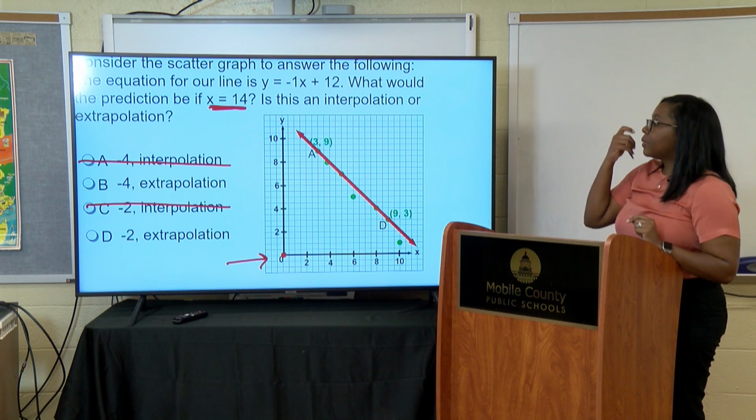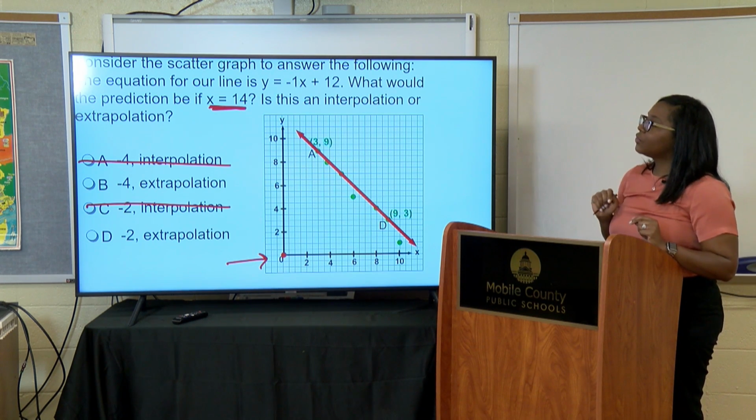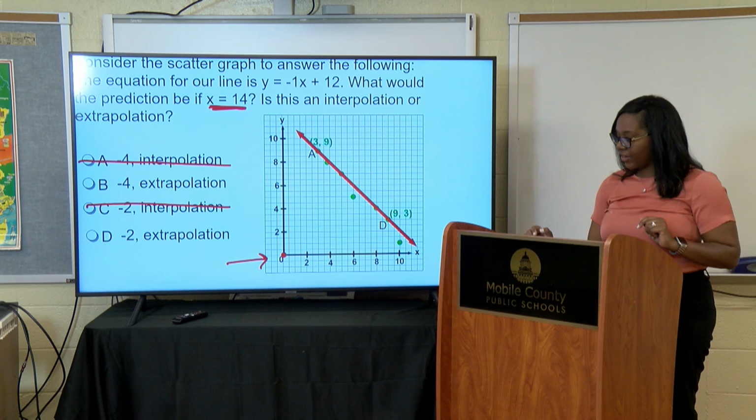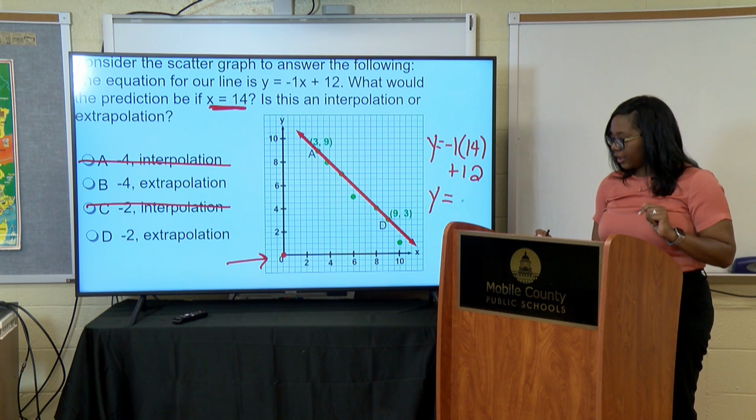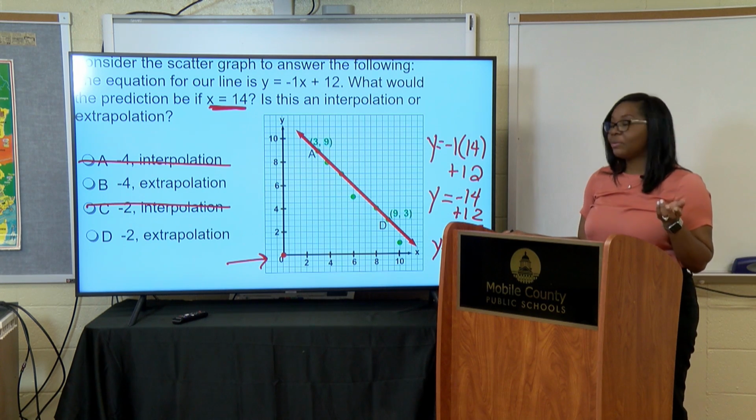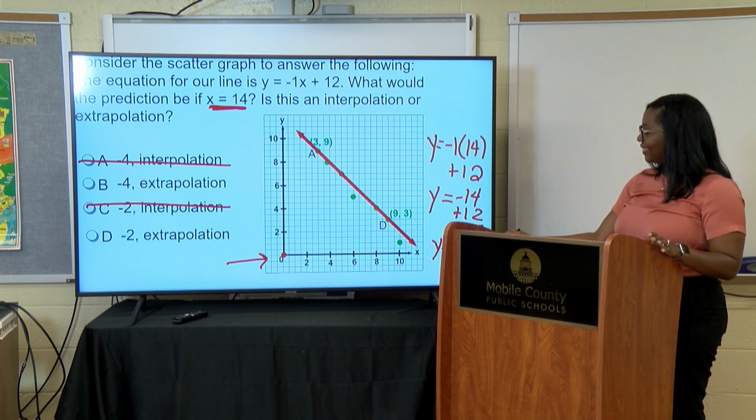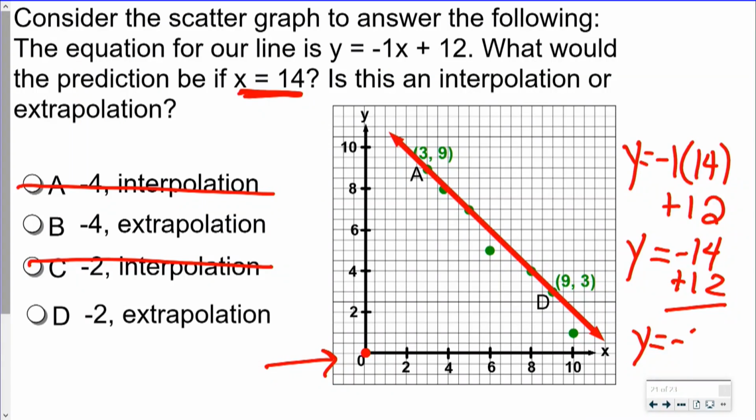We can now use the prediction equation, substitute 14 for x to determine the y value. So I'm just going to do that off to the side. So that's negative 1 times 14 plus 12. Negative 1 times 14 is negative 14. We're going to add 12 to that. Can you tell me what the y value is? The y value is negative 2. So the correct answer would be D.